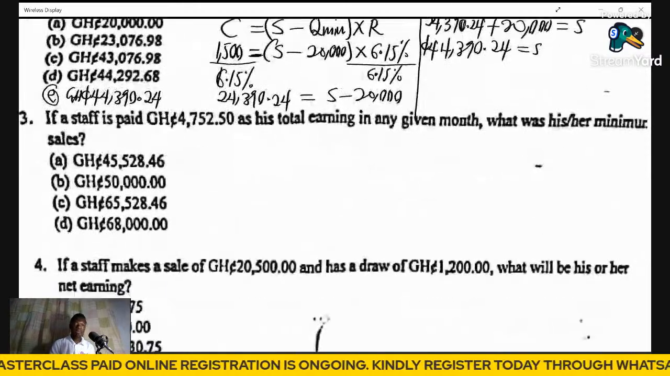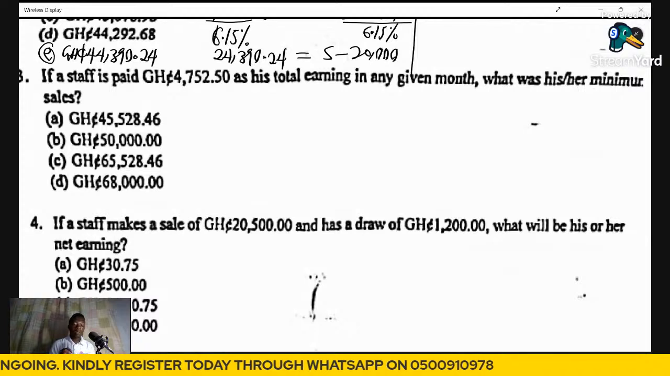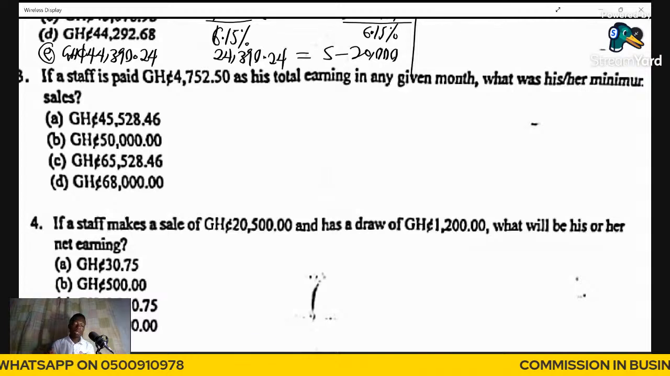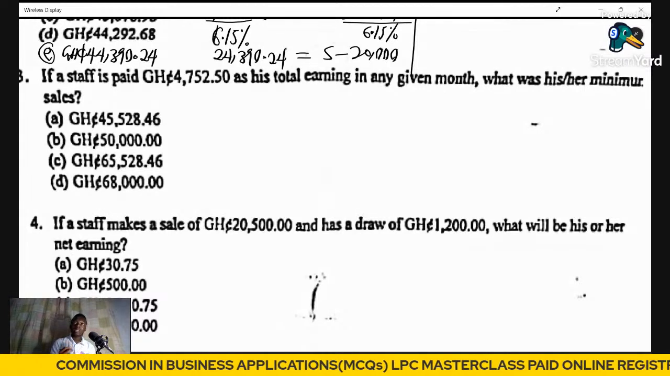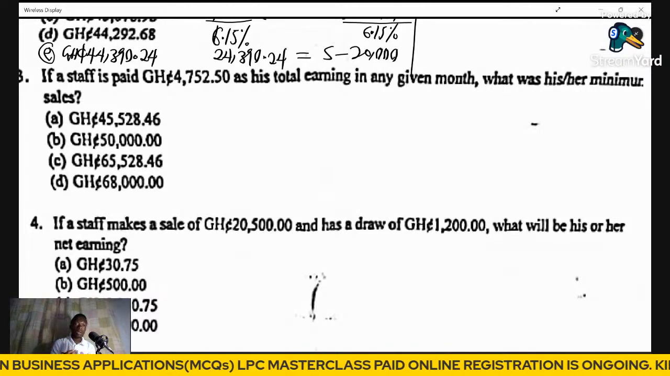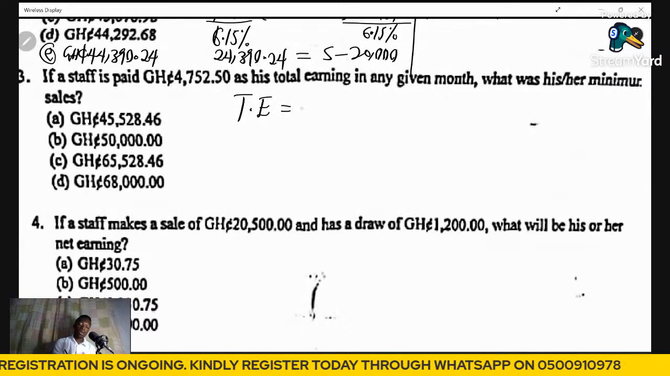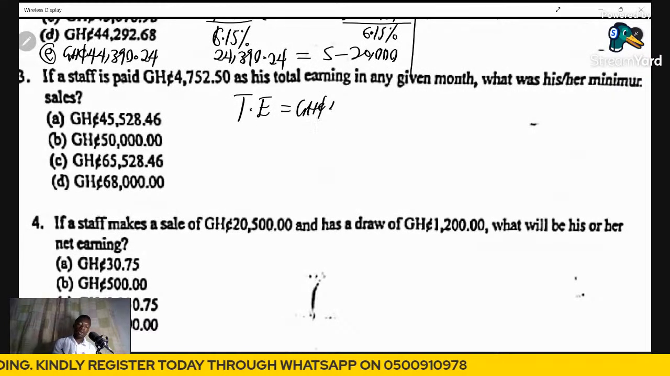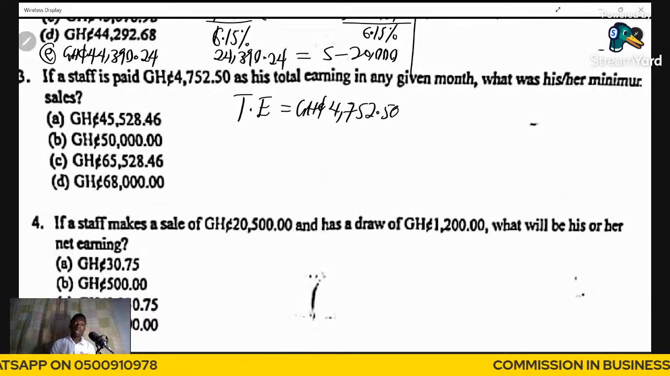Now, question number 3. If a staff is paid 4,750.50 as his total earning in a given month, what was his or her minimum sales? So by minimum sales, it is a sales in this particular case. Minimum sales has to do with sales that exceeds the maximum quota. The minimum sales should be the level of sales that should exceed what? The maximum quota. We look at this staff, the total earning for this staff actually is 4,750.50. This is what is happening here.